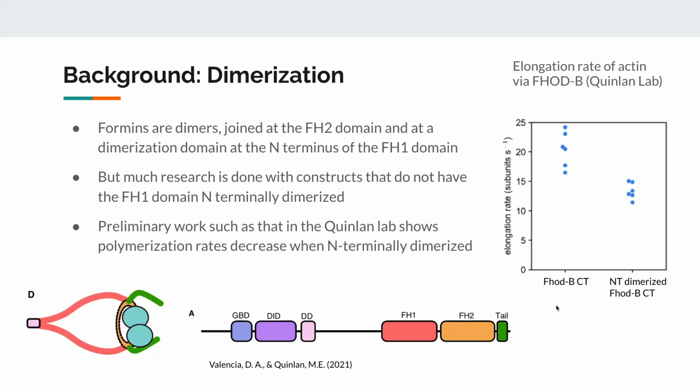In fact, preliminary work from the Quinlan lab suggests just that. So shown here are results from experiments using FOD-B, which is a formin. On the y-axis here is elongation rate, and we can see that when we use a C-terminal construct, elongation is noticeably faster than when we use a construct that includes the N-terminal dimerization domain.